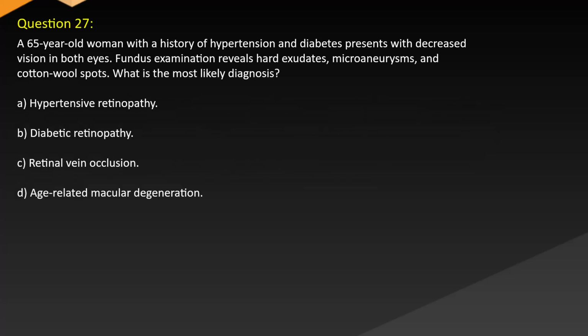Question 27. A 65-year-old woman with a history of hypertension and diabetes presents with decreased vision in both eyes. Fundus examination reveals hard exudates, microaneurysms, and cotton wool spots. What is the most likely diagnosis? A. Hypertensive retinopathy. B. Diabetic retinopathy. C. Retinal vein occlusion. D. Age-related macular degeneration.